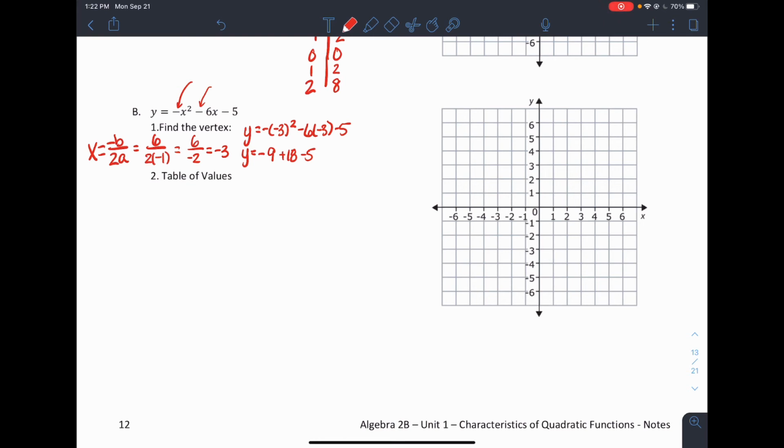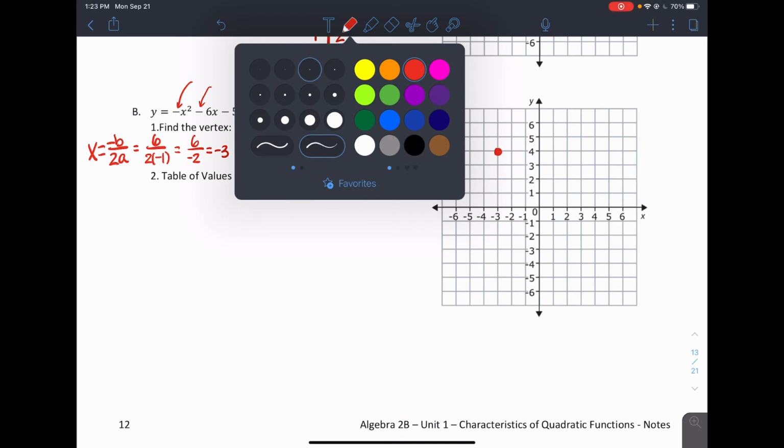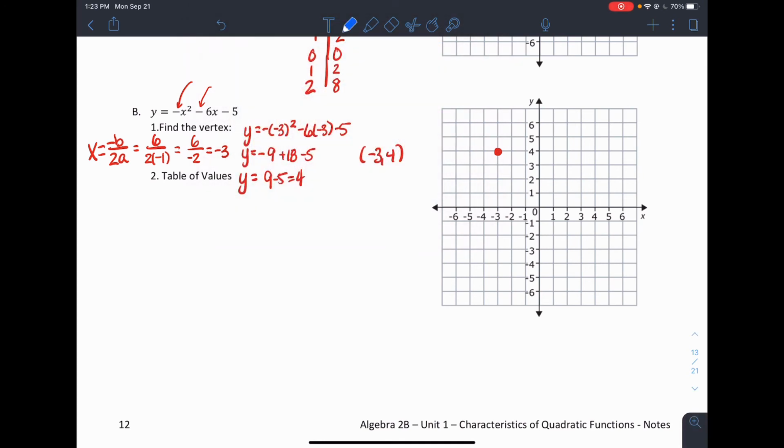You need to follow your order of operations very carefully. Y equals 9 minus 5, which is 4. So my vertex is at negative 3, comma 4. Now, I can rewrite my equation in vertex form, right? Y equals negative, remember the a value stays the same, times x plus 3 squared plus 4.